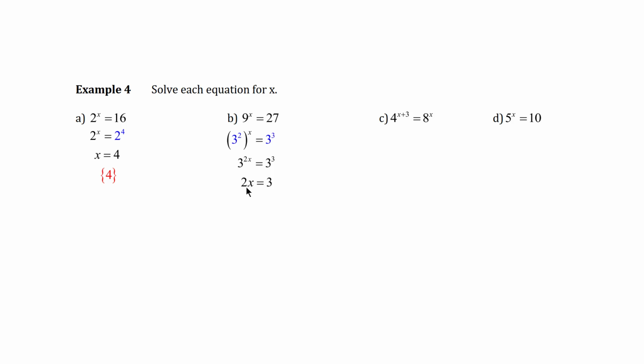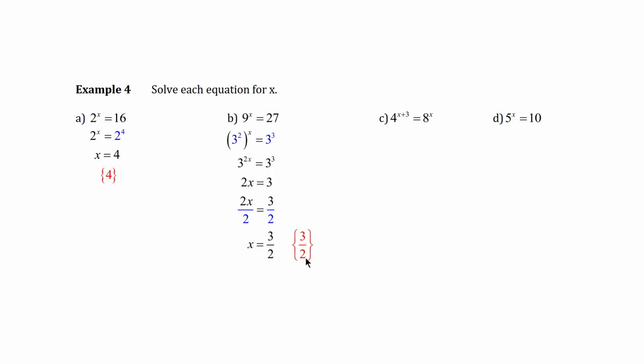We need to get rid of the 2 by dividing both sides by 2. We get 2x divided by 2 equals 3 over 2. After simplifying, we get x equals 3 over 2. Next, we need to write our final answer in set notation, have a set of curly brackets, and 3 over 2 on the inside.